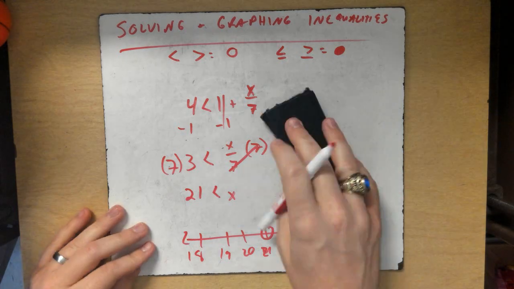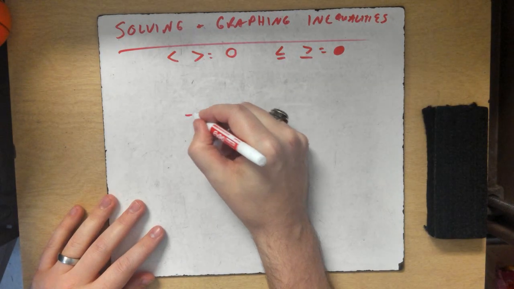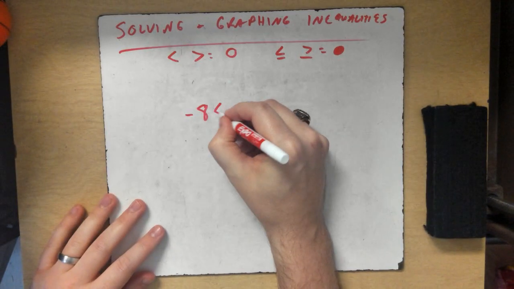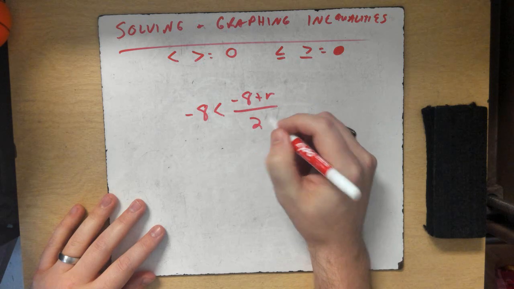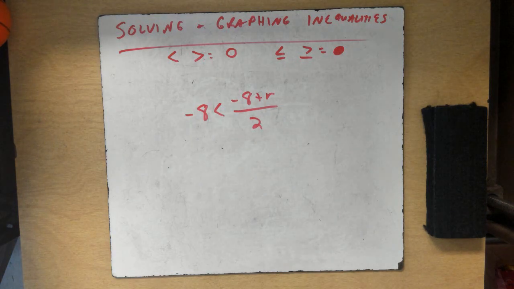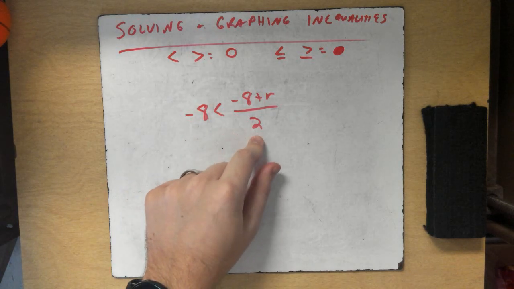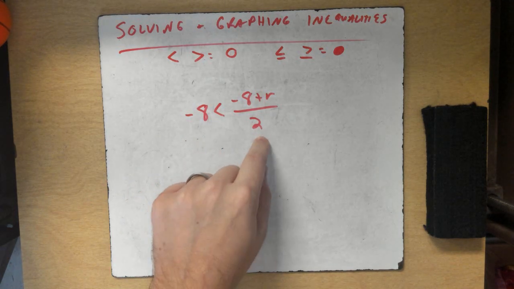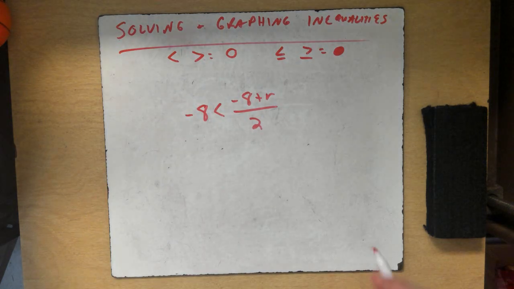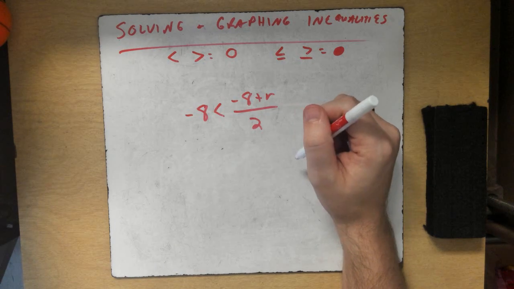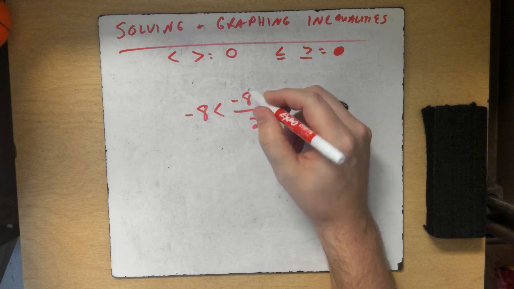Let's do one more. Let's do -8 less than -8 plus r over 2. Okay. Now, once again, we have here our number is first by itself, so our letters and things are on the other side of the symbol. So we go ahead, we have to move these things over to this side. Our -8 here stays where it is. So what we have here is a big division problem, right? Not a fraction. Big division problem. So we have -8 plus r divided by 2.